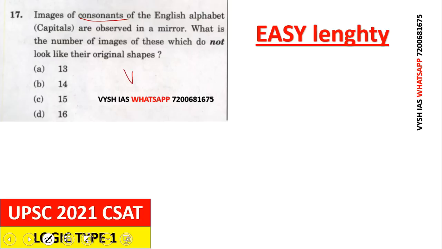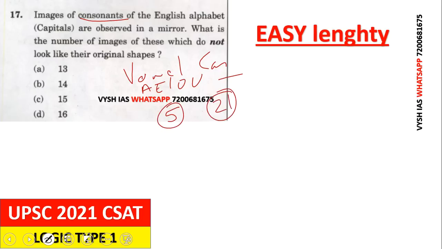For that, the only thing you have to know is what is a vowel and what is a consonant. Vowels are A, E, I, O, U, and consonants are the remaining letters. That means there are 5 vowels and 21 consonants, because there are a total of 26 alphabets in English. So this question has nothing to do with vowels; they're asking only about consonants.